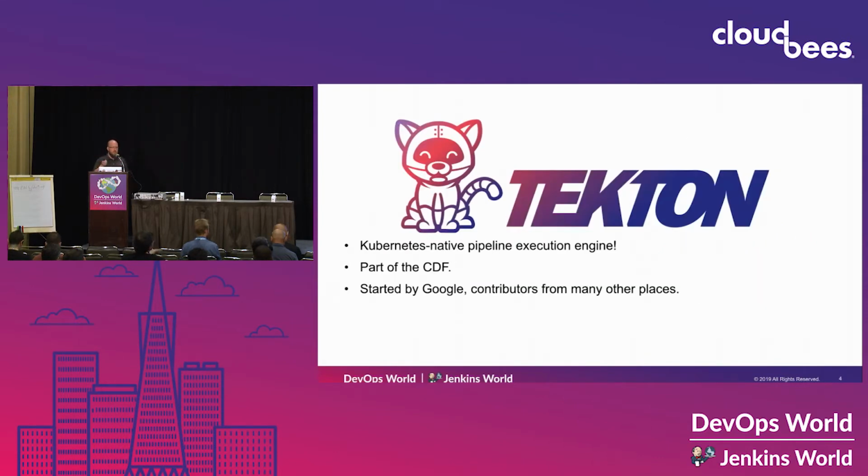Who's heard of Tekton? All right, I will not be talking in any detail about Tekton here because for Jenkins X, Tekton is an implementation detail. Tekton is how we run pipelines in Jenkins X serverless. It is not something that the user ever needs to worry about. It's just a really fantastic pipeline execution engine. It's part of the CDF and started by Google, contributors in many other places, including myself. I love it. It's a great building block, but it's not something that a user of Jenkins X needs to ever think about. So we won't talk any more about it than that.